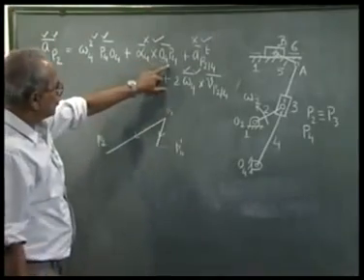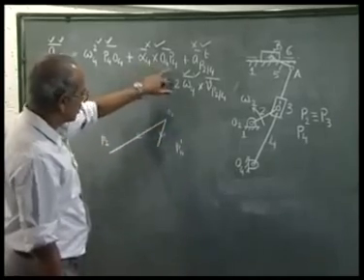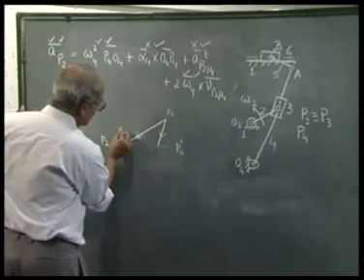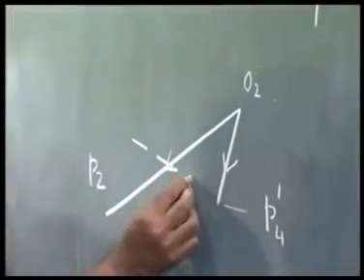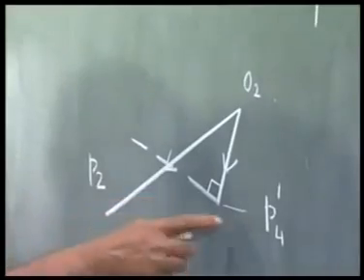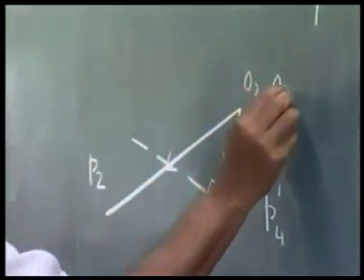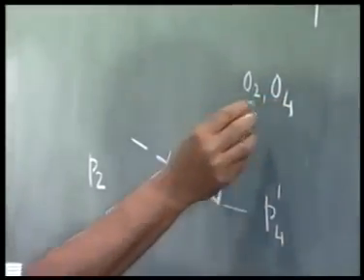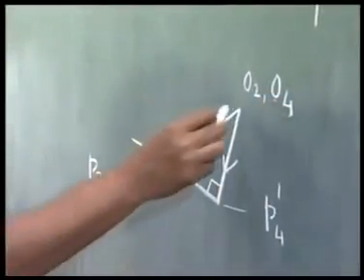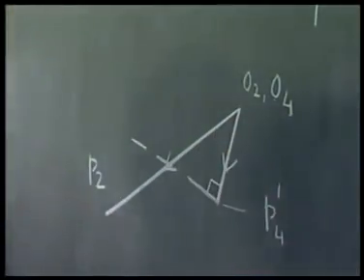Alpha 4 cross O4 P4 is perpendicular to this line, but the magnitude is not known. So, I draw a line perpendicular to this, and the point P4 will lie on this line such that, O2 and O4 being the pole of the diagram, O4 P4 will denote the acceleration of the point P4.